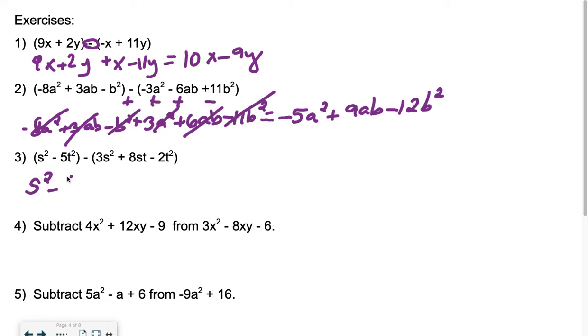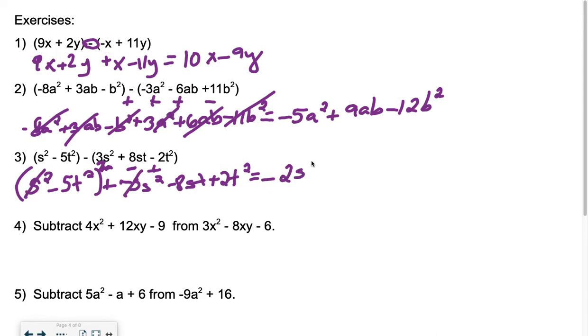S squared minus 5t squared. Actually, you can drop those parentheses at this point. I could do that after. So this becomes, right here, this becomes minus, minus, plus. So this is a minus 3s squared minus 8st plus 2t squared. There are two s squared terms. There are two t squared terms. And there is one st term.